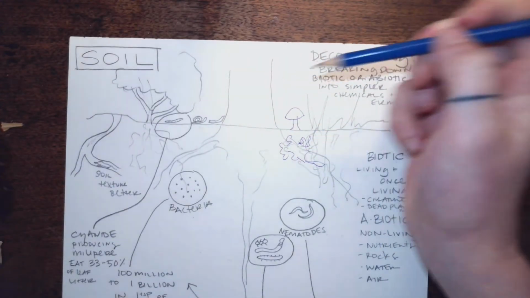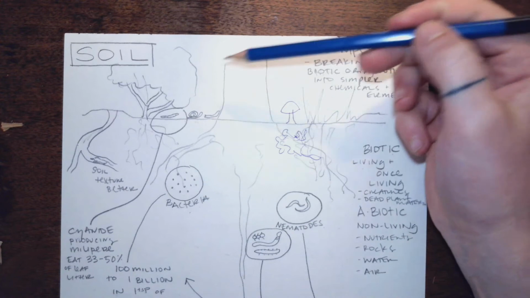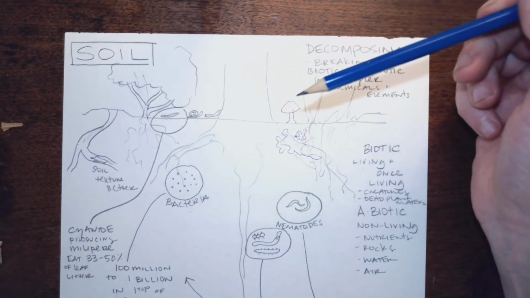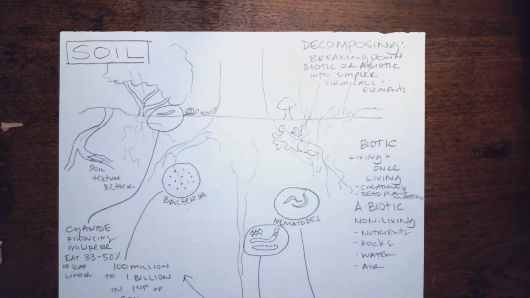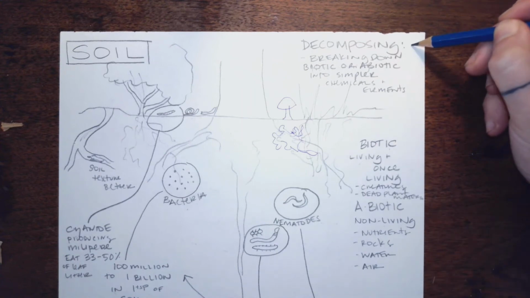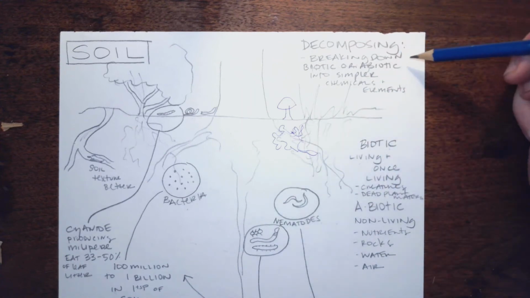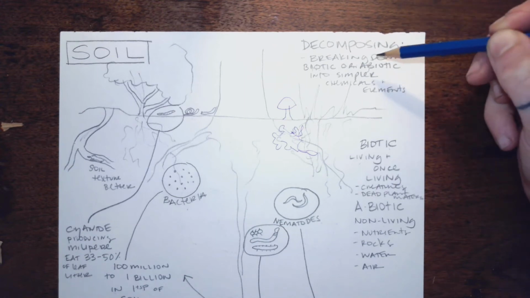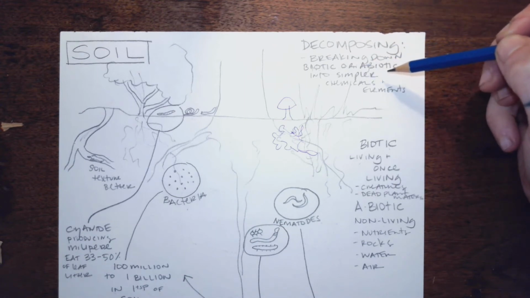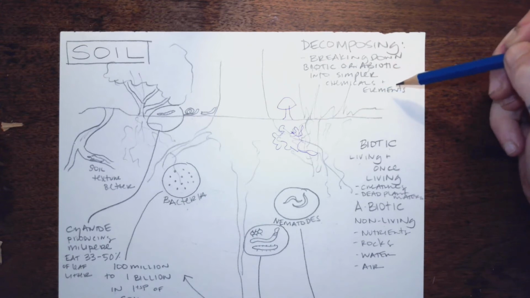So we talked about soil and how there's this entire ecosystem underground that we don't necessarily see. The idea is that the creatures are decomposing and making soil. So they're breaking down biotic or abiotic into simpler chemicals and elements.